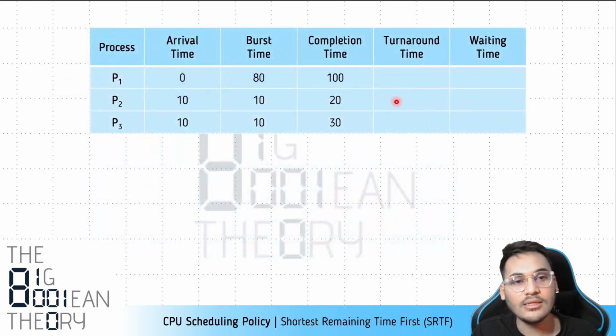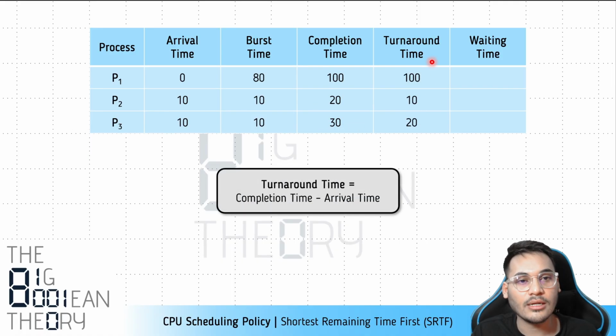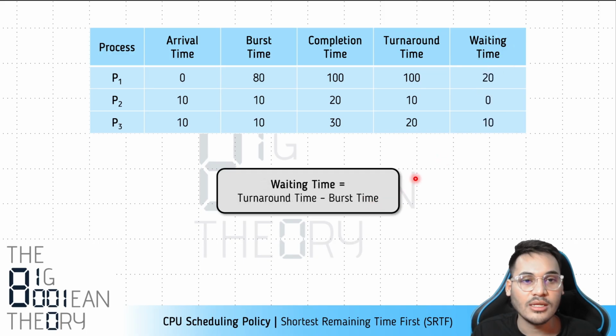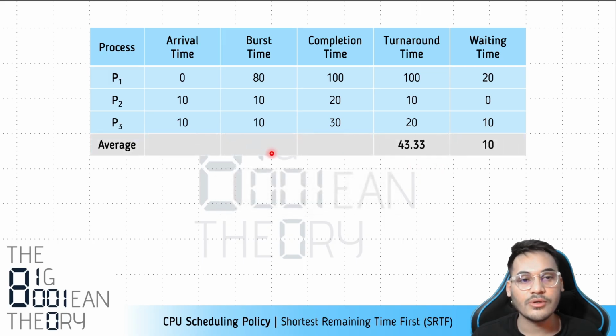So let's calculate the turnaround time and the waiting time using the shortest remaining time first algorithm, right? We calculated the completion time in the previous slide. So we will calculate the turnaround time using the simple formula, completion time minus arrival time. And then from that turnaround time, we'll calculate the waiting time by subtracting the burst time. Let's quickly calculate the average and then compare it with shortest job first. You can see there is a significant drop in the turnaround time.